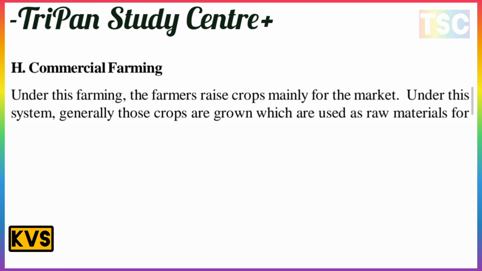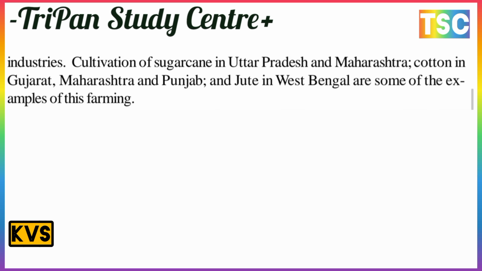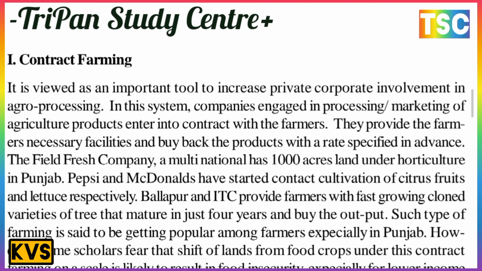The next type is commercial farming. Commercial farming is important here. Under this farming, the farmer raises a crop mainly for the market. Under this system, generally those crops are grown which are used as raw materials for industries. Examples are sugarcane in Uttar Pradesh and Maharashtra, cotton in Gujarat, Maharashtra and Punjab, and jute in West Bengal, which are some of the examples of this farming.